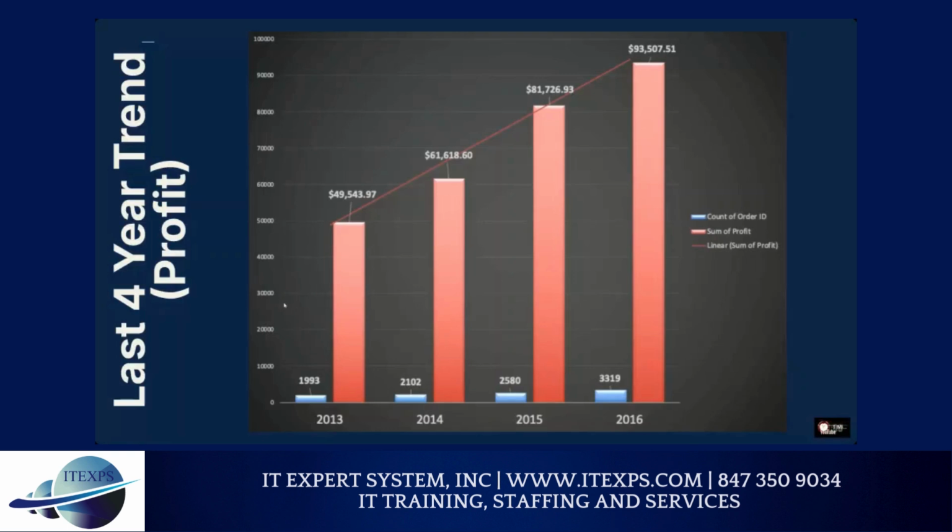Now, what we also tried to do, you had asked the question about year over year, though we didn't have data for 2009 to 2012, we did have data for 2013 to 2016. And what we can see is there is a trend up across the board for total sales, total number of orders, and total profit. There is a trend going up across the years.